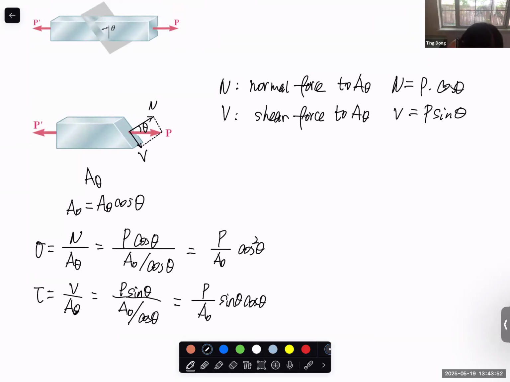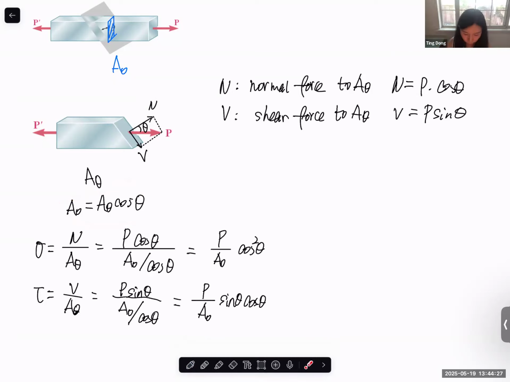Let's make it clear. The cross-section area here, oh, this is A naught. So that's why we have this equation. Any questions so far?